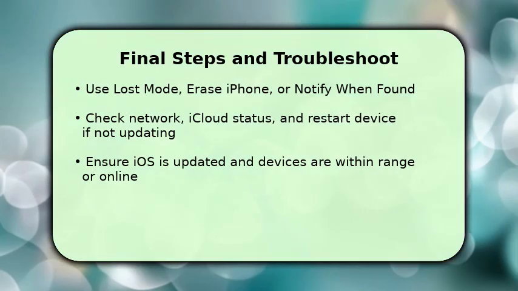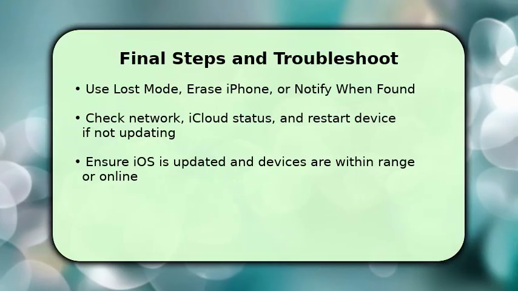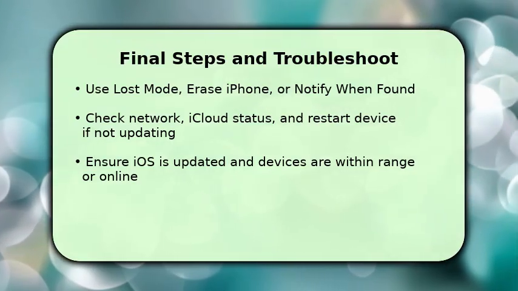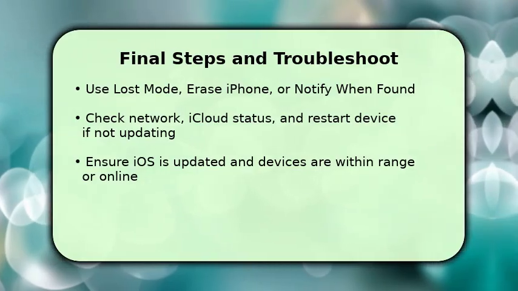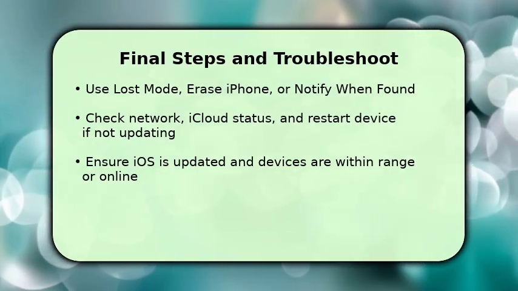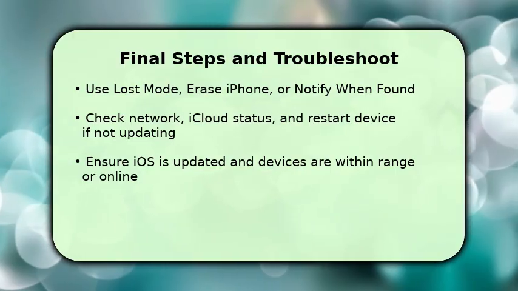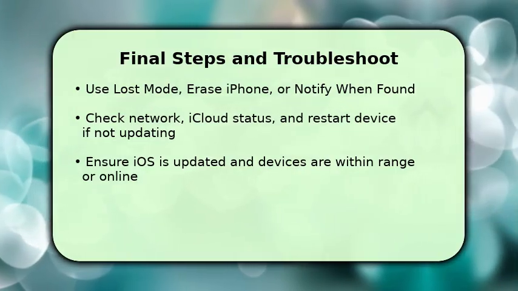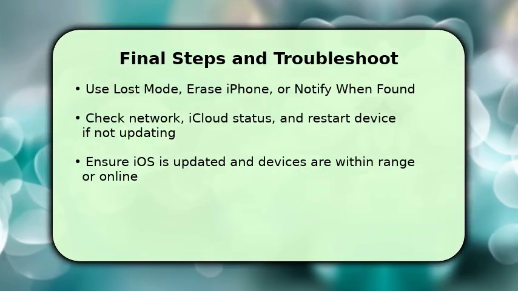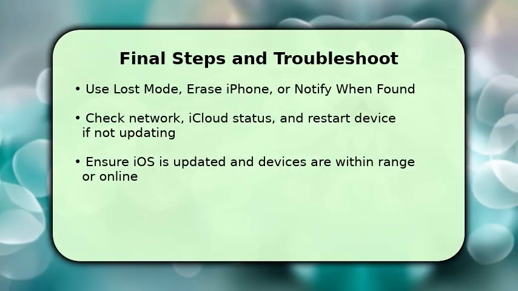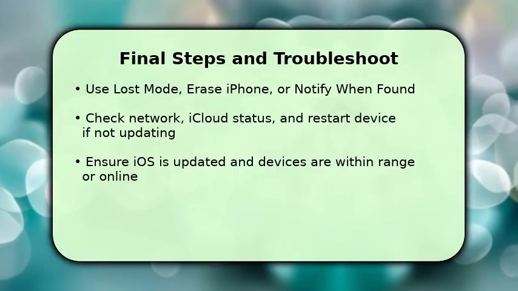To finish, set lost mode for a missing iPhone, erase it remotely if necessary, or enable Notify when found so you get an alert. If locations aren't updating, make sure the iPhone has cellular or Wi-Fi, iCloud is signed in, and background app refresh is allowed for Find My. Then restart the device. If problems persist, update iOS and check the other person's permissions.